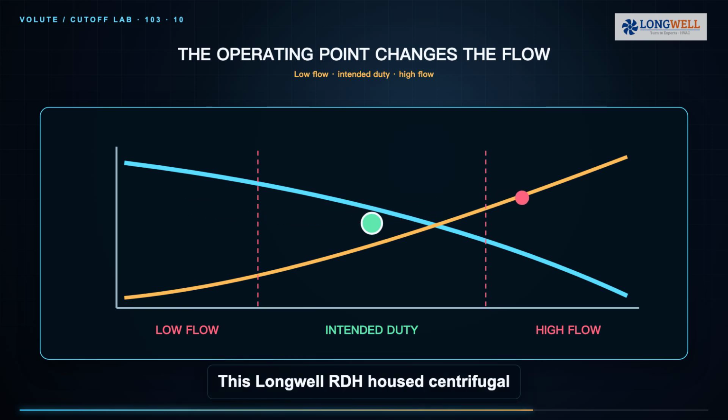This Longwell RDH housed centrifugal fan visibly shows the wheel, scroll, cutoff region, outlet, frame, and service geometry as one assembly. The drawing establishes physical dimensions for one model family, while the smaller single volute document shows a different scale. Neither image alone proves pressure, sound, efficiency, or a transferable clearance rule.